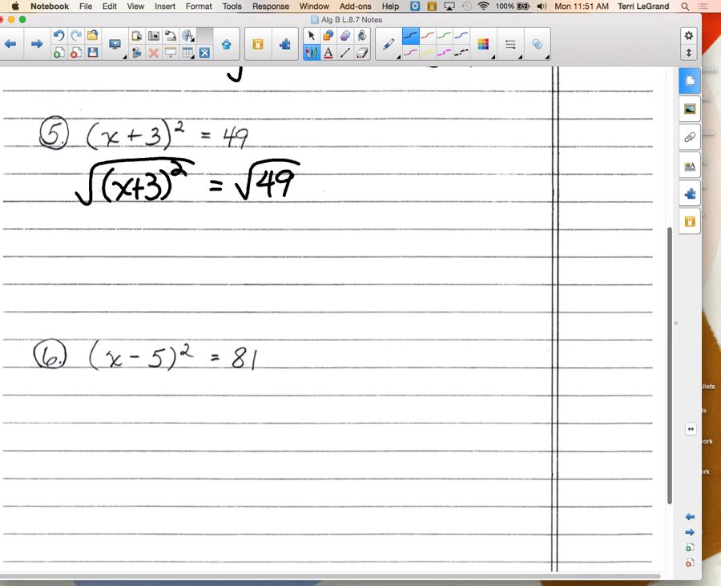When you have a factor times itself, this is what you get to do. You get to take the square root. And if you do it to one side, you have to do it to the other. Well, what is the square root of x plus 3 times itself? It's x plus 3. What is the square root of 49? Plus or minus 7. Awesome. Positive and negative 7.